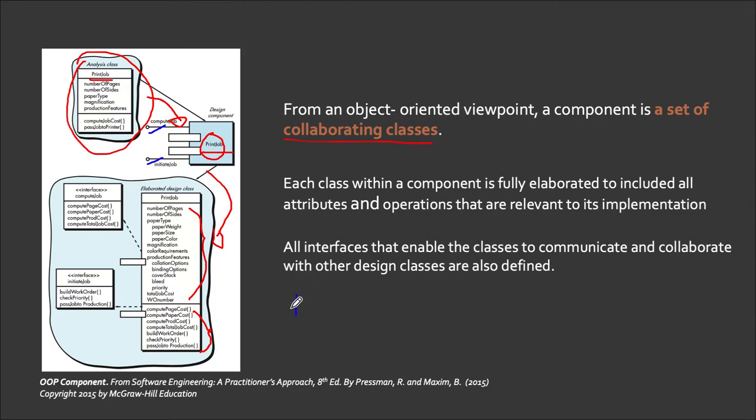For example, if we have a plus, this means public. That's public if you can see a plus sign. Next, we also have a minus sign, which means private. I know that you already encountered these terms in your previous courses. So for example, the number of pages is private, so you put a minus sign. For paper type, you put a plus sign, meaning it is public.